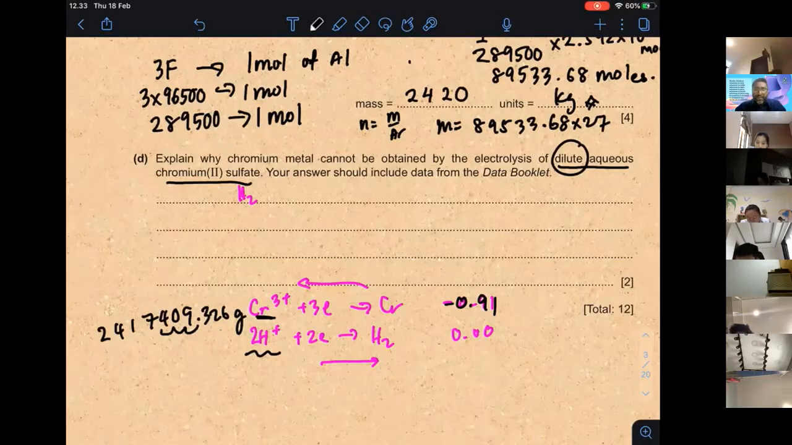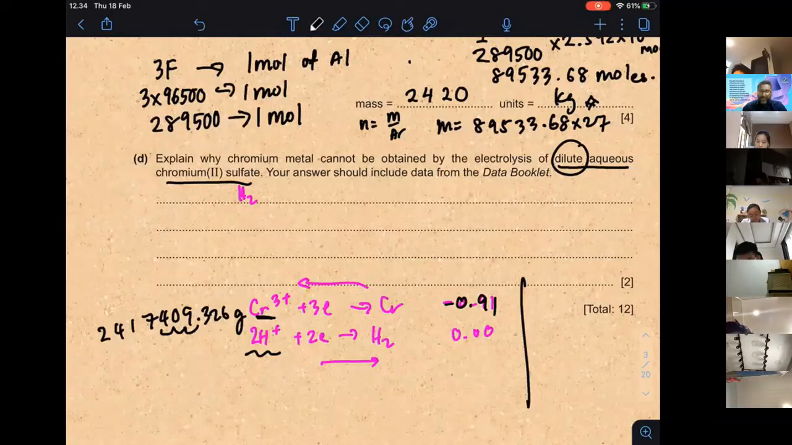So the positive ion that we need is going to be the H plus. We want to find out whether you are going to get chromium metal or whether you are going to get something else. So when I use this, I know this is all at the cathode, so I know what's going to happen.